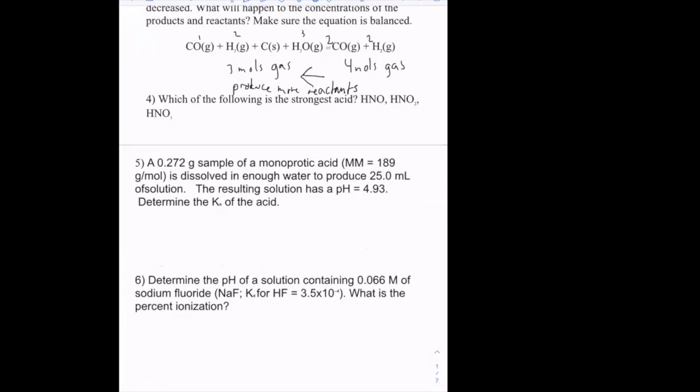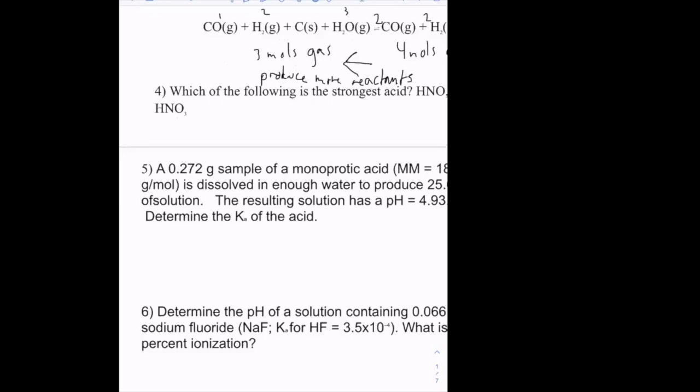Okay. So moving on then to number 4, remember for any of these types of problems, you're looking at the number of oxygens that the acid has. The reason that you look at that is the more oxygens it has, the more the electrons are going to be drawn away from that proton, and therefore making it easier to lose that proton. And so basically for this problem, I'm just going to write, so more oxygens equals more acidic.